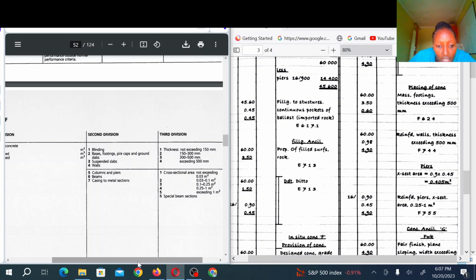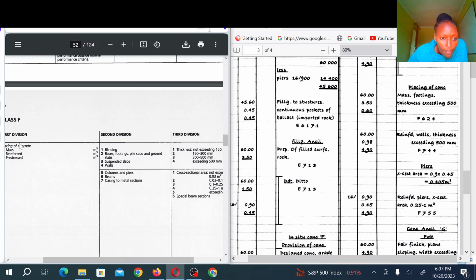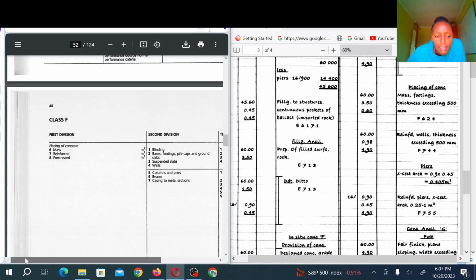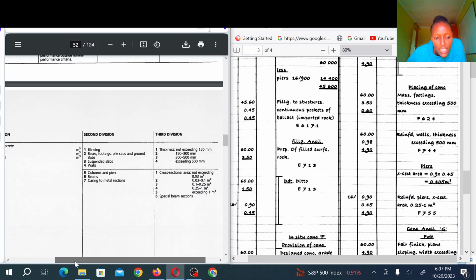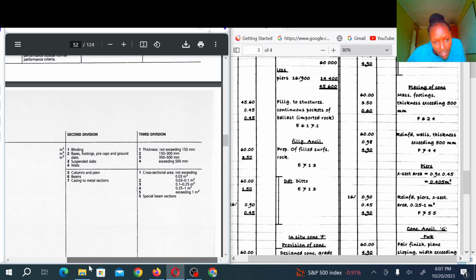Okay, so once you're writing the description, it shall be placing of concrete as the heading. Then the subheading will be mass, bases, footings, pile caps. You choose yours. Which one applies? It's the footing. Thickness exceeding 500 millimeters. Okay, so it shall be class F, 6 first division, 2 second division, and 4 third division. Shall be F624. 60 meters long, 3.5 meters wide, 0.6 depth. That is the volume of concrete in the footings.